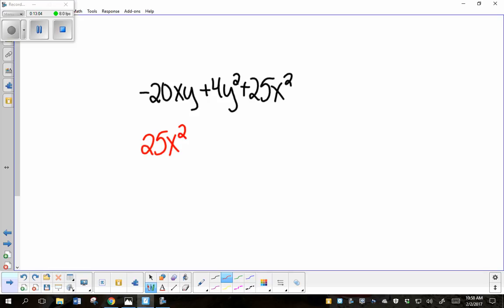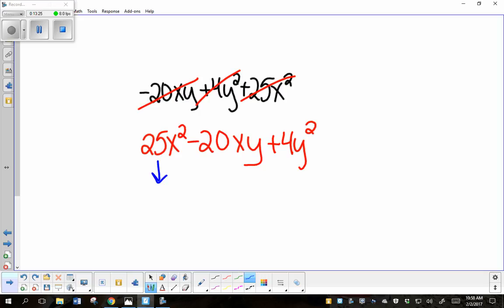That has a 2 power of x. This term has a 1 power of x, so minus 20xy, and then this one has no x's at all, so it goes last. So I just decided to do my x's in order from biggest to smallest. This would still work if you did the y's in order from biggest to smallest. So let's check the requirements of a perfect square trinomial.